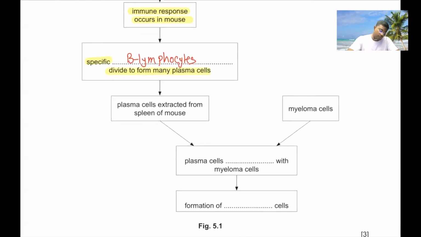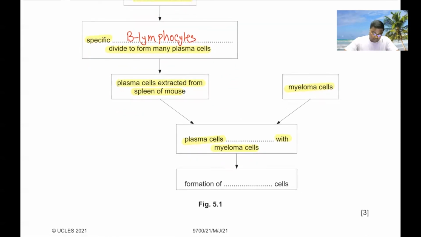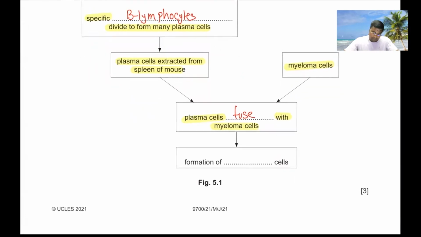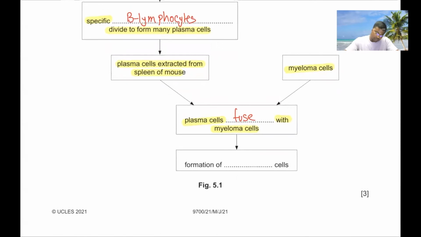Plasma cells extracted from spleen of mouse and fused with myeloma cells. So they are basically fused together with myeloma cells, and this forms hybridoma cells.